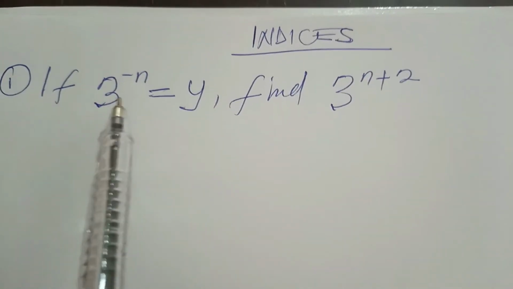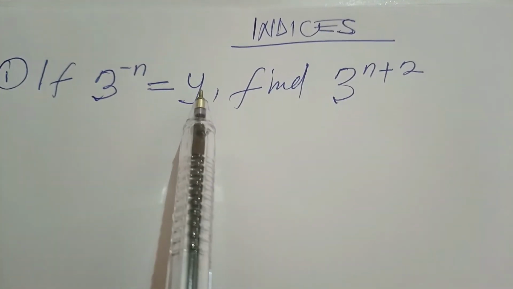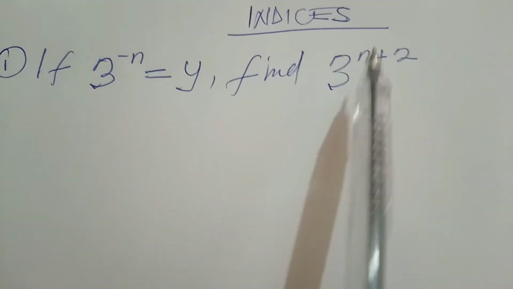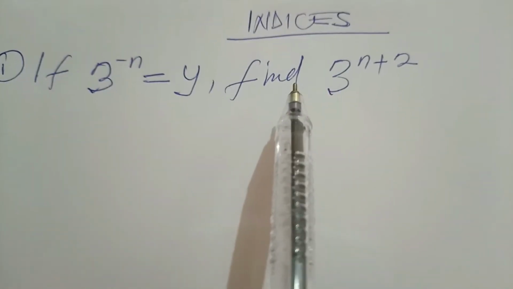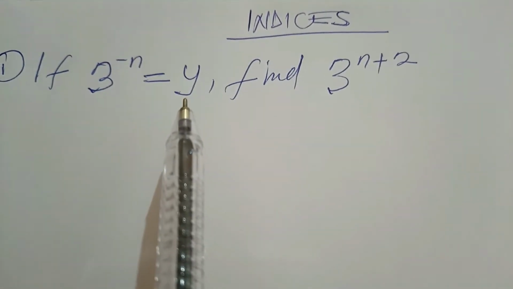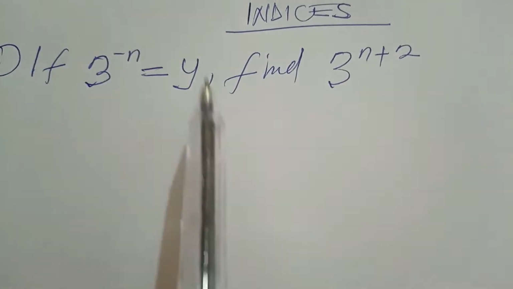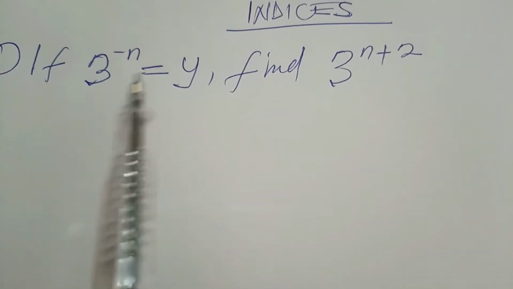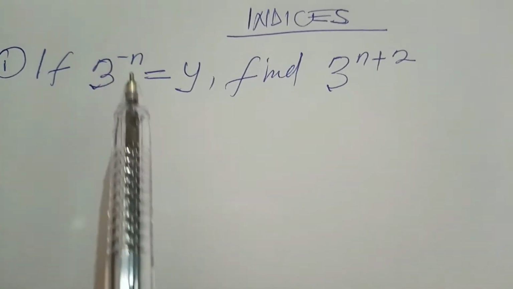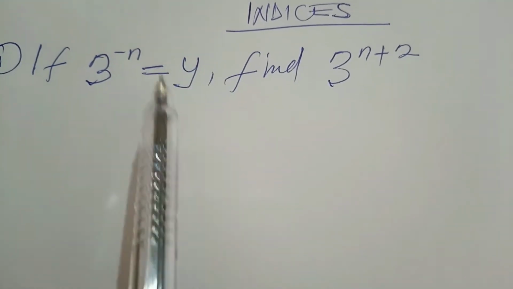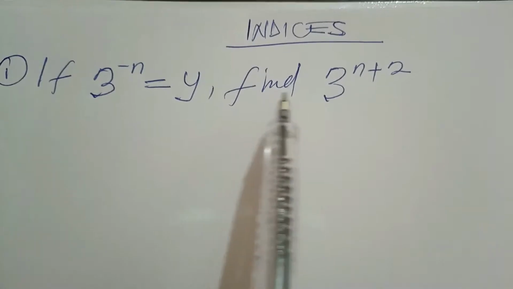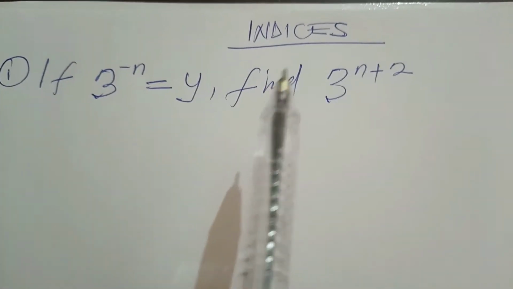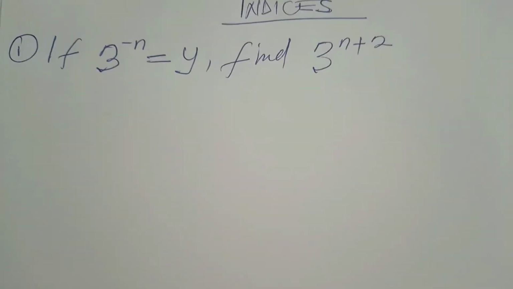They gave you 3 exponent negative n being equal to y, and they ask you to find this in terms of y. Literally, that's what it means. You should express this one in terms of y. It only means that you have to express this one, the left hand side question, in a way that you can have 3 exponent n as a subject. You make 3 exponent n the subject to see what it will mean in terms of y, so that wherever you see 3 exponent n in your question, you can fix in that value. So that is just what we are going to do, and let's go ahead and do that.